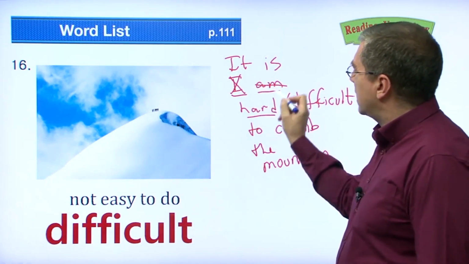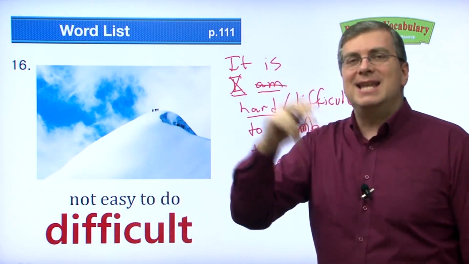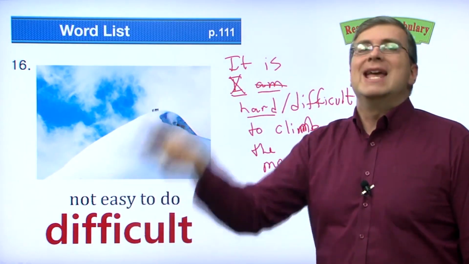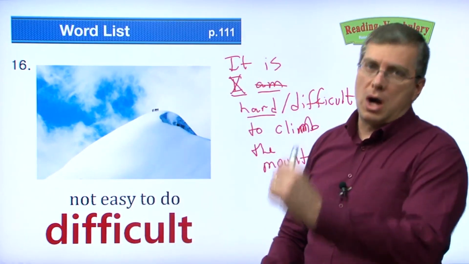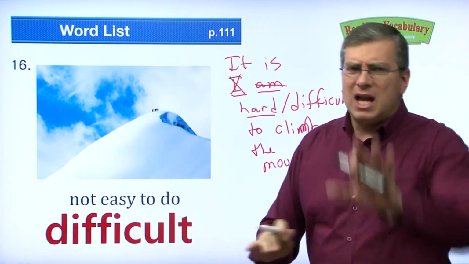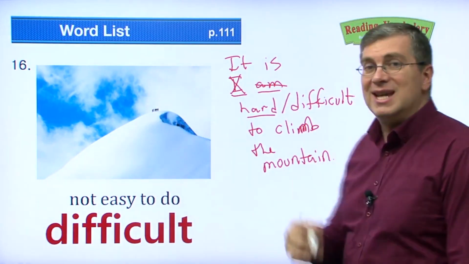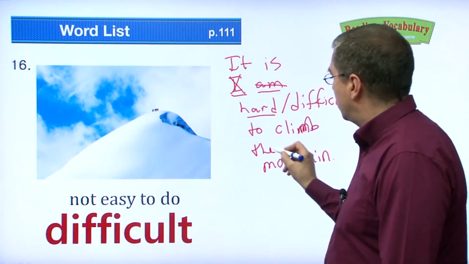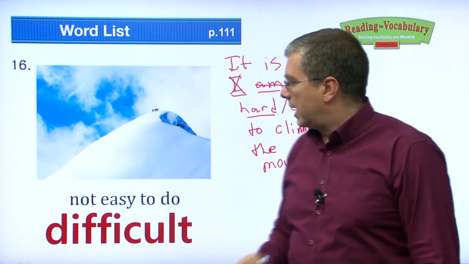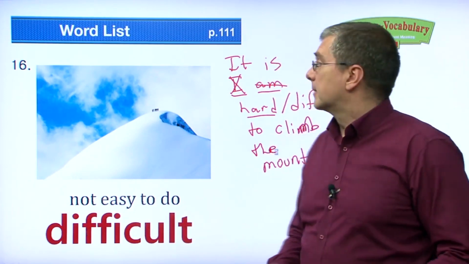If you're saying this, I am hard, I am difficult. No. It is difficult to climb the mountain. It is difficult to walk up the stairs. Okay? The situation, not you. It is hard to climb the mountain. It is difficult to climb the mountain. Okay, so something's difficult, it is hard to do it.